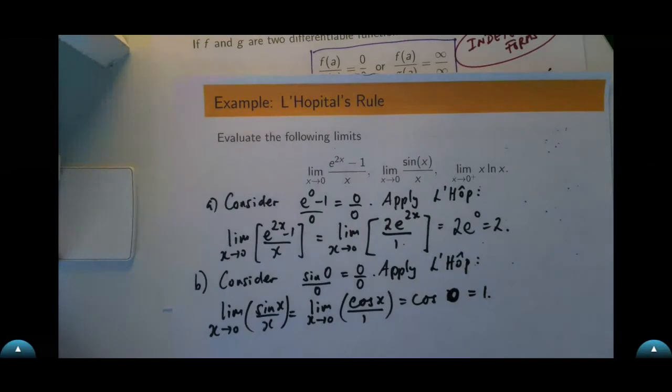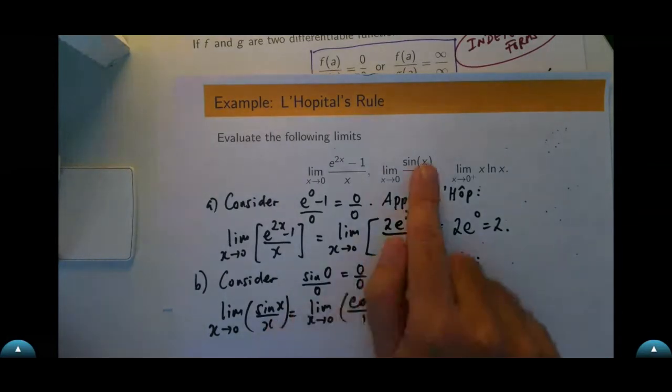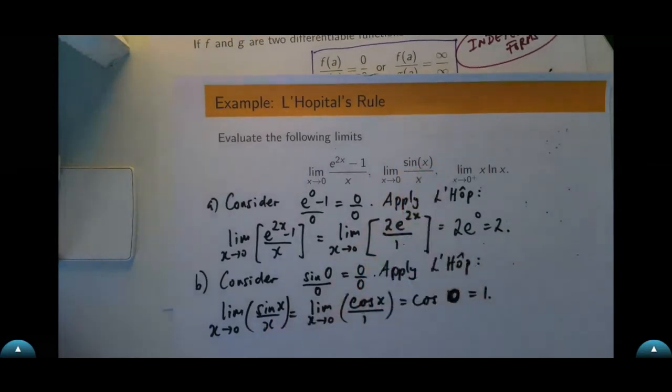Okay, so some of you might have learnt this limit at school, and you would have done some geometry to show it. But you can see L'Hopital's rule is much faster. Okay, you don't have to draw a picture. You just differentiate and take the limit.